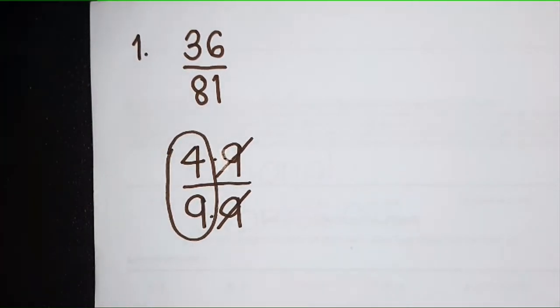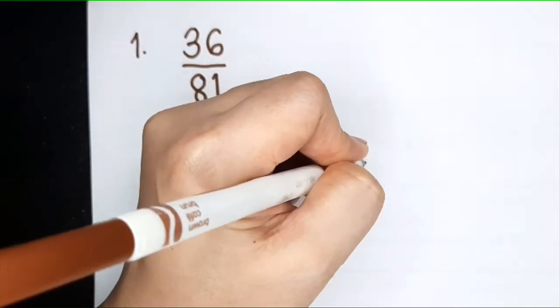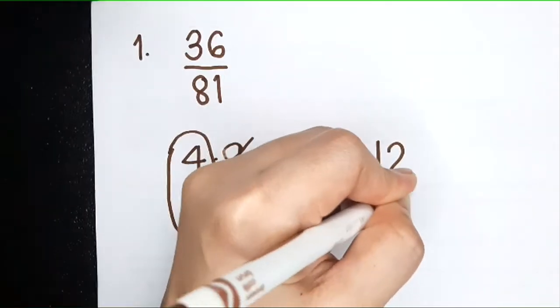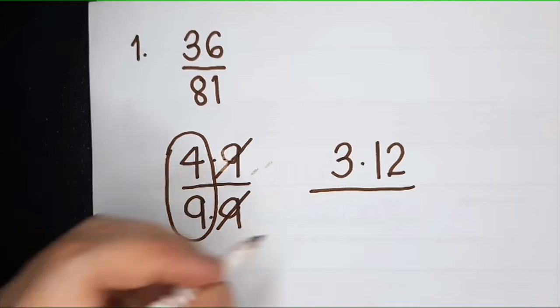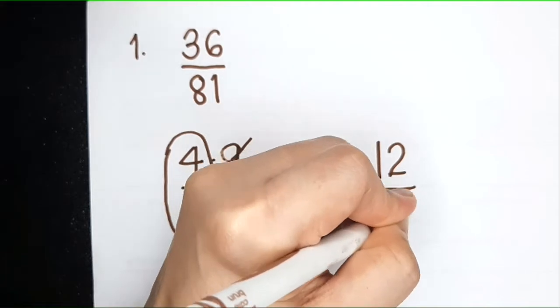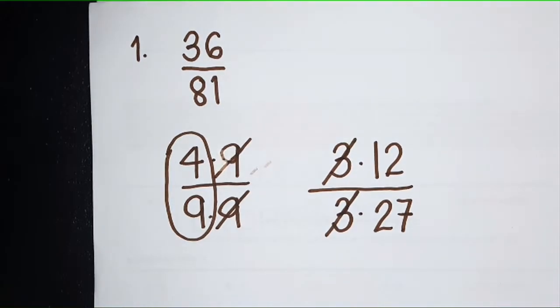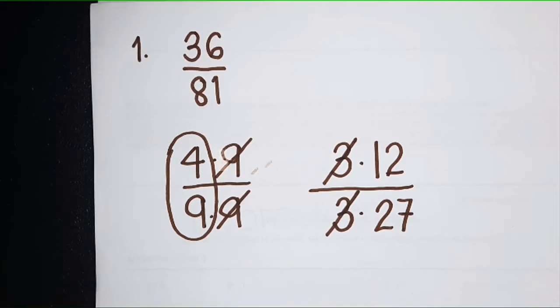It's 4 over 9. But what if this is not what you thought of? Like, for 36, the factors you thought of are 3 times 12. And then for 81, you thought of 3 times 27. Like that. So obviously, 3 will cancel out. Okay? But we cannot have 12 over 27 as our final answer because this is not yet in simplest form. Why? Because they still have a common factor.